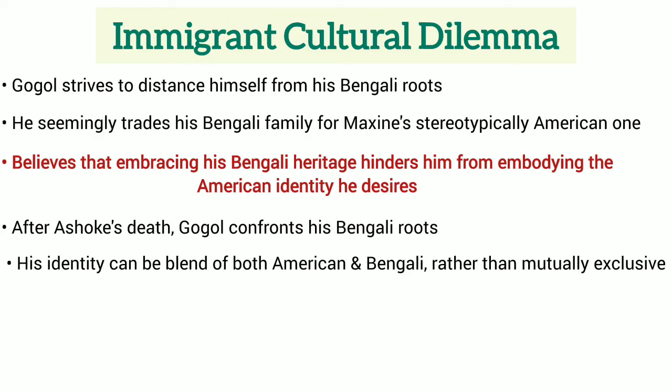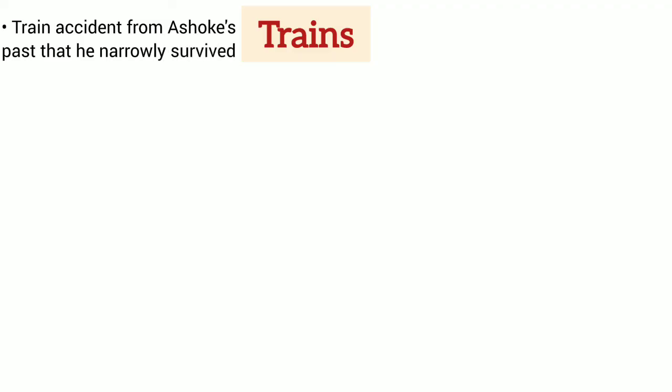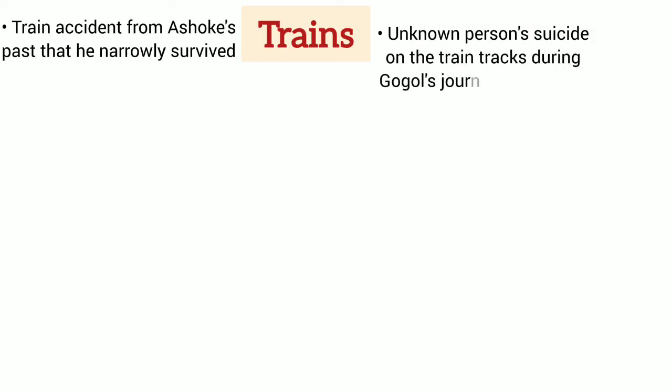Now, we will discuss the two most important symbols of Lahiri's novel. Trains are a recurring symbol in The Namesake, featuring prominently with two pivotal train accidents. The first, a harrowing incident from Ashok's past, becomes a turning point in the narrative as he narrowly survives. The second incident involves an unknown person's tragic suicide on the train tracks during Gogol's journey home from Yale during his college days. Throughout the novel, trains play a crucial role in shaping characters' destinies.